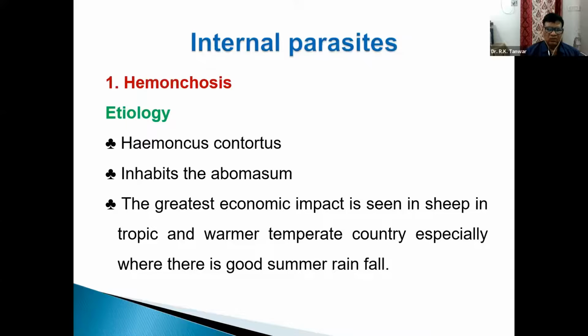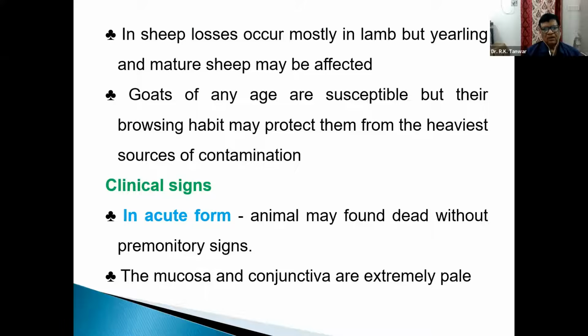Then this is also a major problem: Haemonchosis in sheep and goat. Severe anemia is there, and in the abomasum, this organism is present. If postmortem is carried out, it is clearly visible. The economic impact is seen more in sheep, particularly in tropical and warmer countries, especially where there is good summer and rainfall.